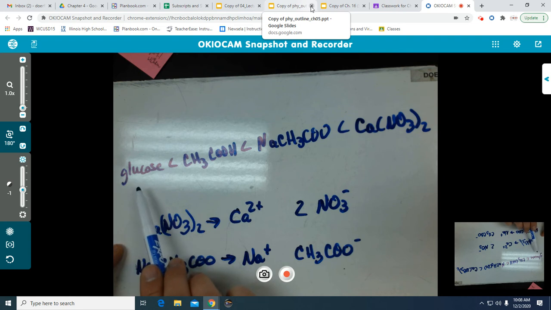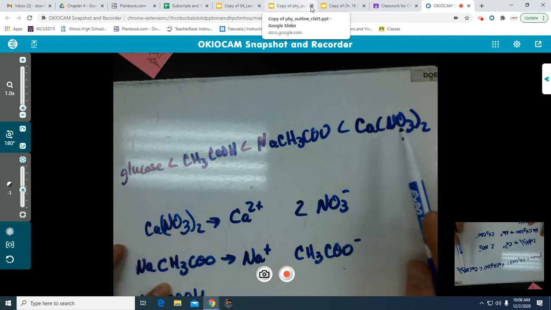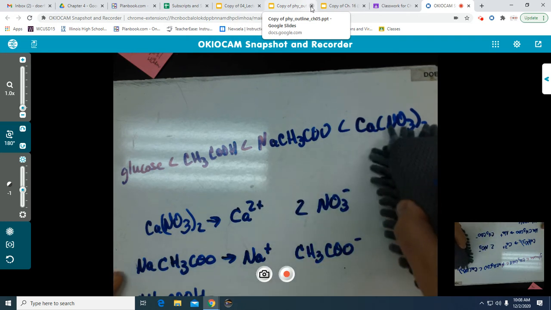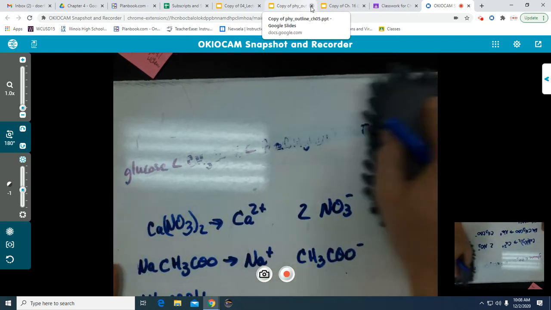Glucose does not break down into any ions. Calcium nitrate does, but it breaks down into more ions for every molecule. So again, we have the same concentration of everything, but this one would be stronger in its conductivity.